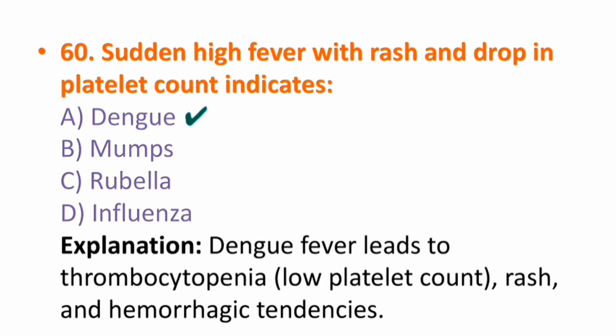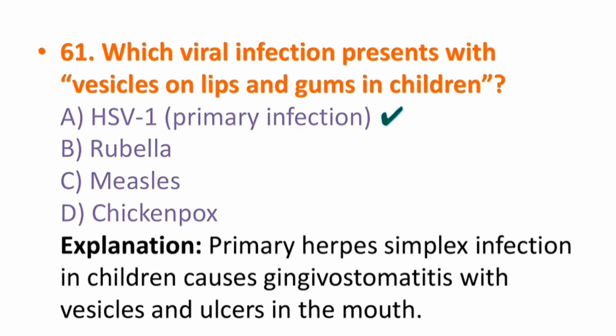Sudden high fever with rash and drop in platelet count indicates option A, dengue, option B, mumps, option C, rubella, option D, influenza. The correct answer is option A, dengue. Dengue fever leads to thrombocytopenia, low platelet count, rash, and hemorrhagic tendencies.